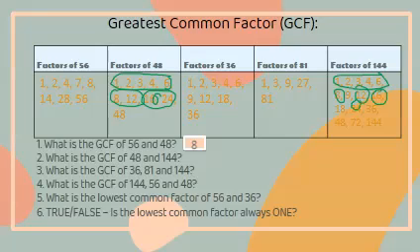And here I have 16 and 24. Also we have here 48, and here I have 48. The common factors between 48 and 144 are 1, 2, 3, 4, 6, 8, 12, 16, 24, and 48. But which one is the greatest common factor? The greatest common factor is 48.